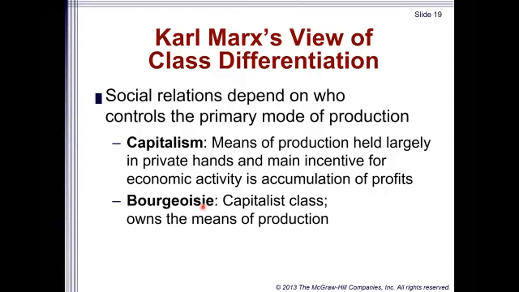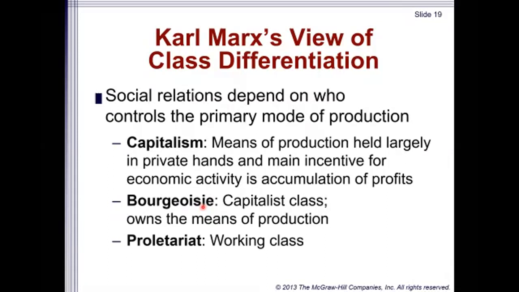So bourgeoisie is the people who own the means of production, meaning that they own all the resources. Karl Marx believed that we need to eliminate the bourgeoisie class. They shouldn't own any means of production. It must be controlled and owned by the government. Now, another term that Karl Marx made famous in his works is the word proletariat, or the working class.